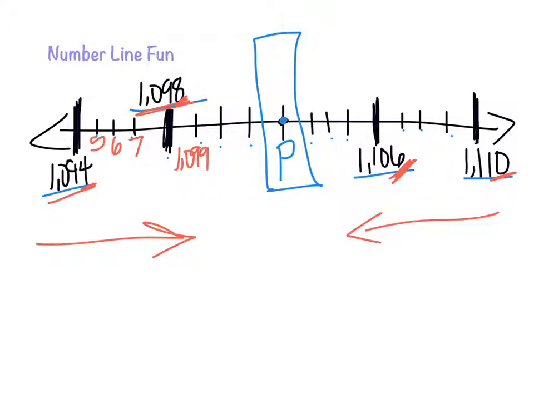What's smaller than 6? Good. 5. Then 4. Then 3. Good. And then 2. So 2 would be in my 1s place.